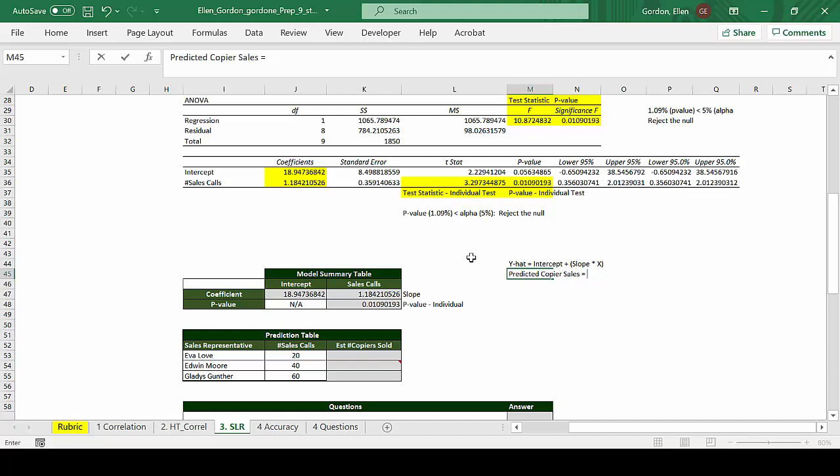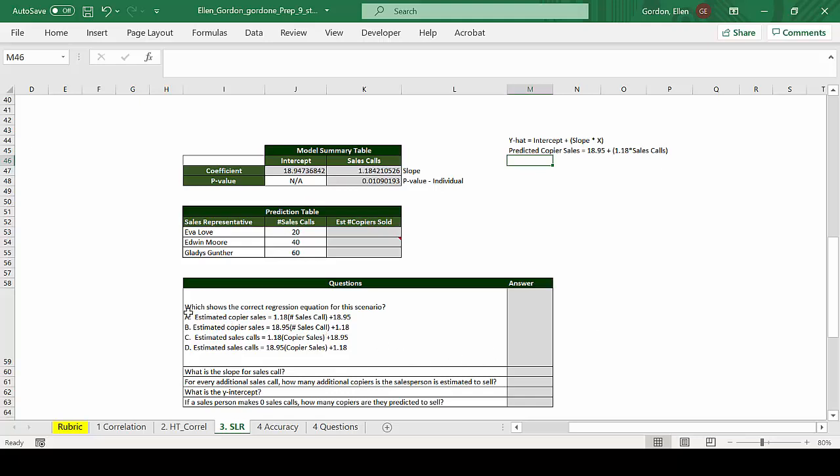And it's going to be the intercept, which is 18.95, I'm going to round to 2 decimal places, plus the slope, which is 1.18, times sales call. So this is our regression equation. All we have to do is plug in sales calls, and we'll be able to predict how many copiers that individual will sell.